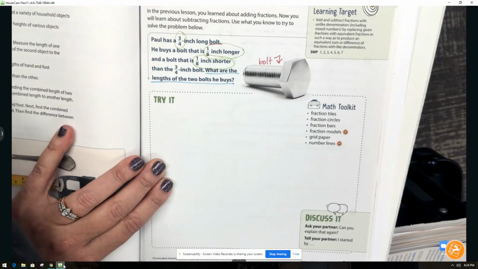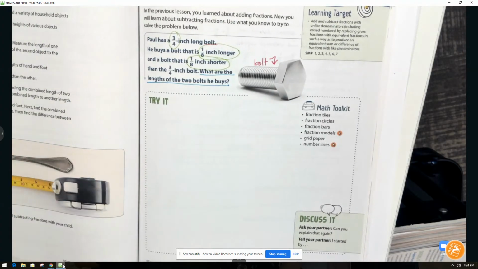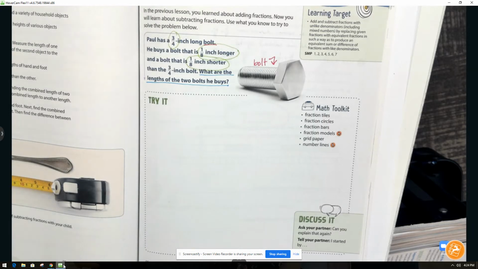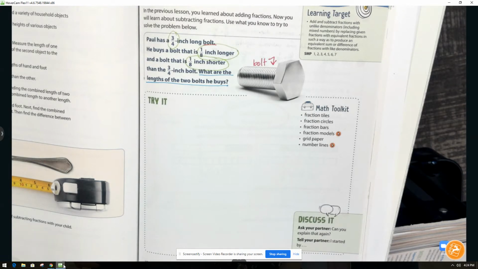So if you'd like to try this on your own, which I think you totally could do, then go ahead and pause the video, solve the problem, and then come back to see if you solved it the same way I did. If you're not quite sure what to do, you are welcome to just stay on with me and go through the process of learning how to solve this problem with me.